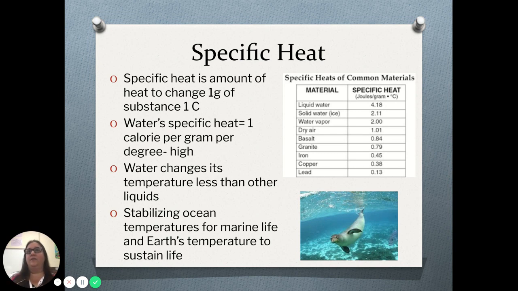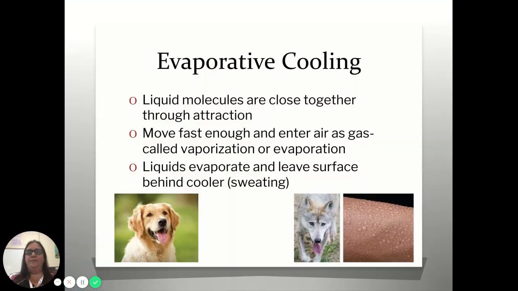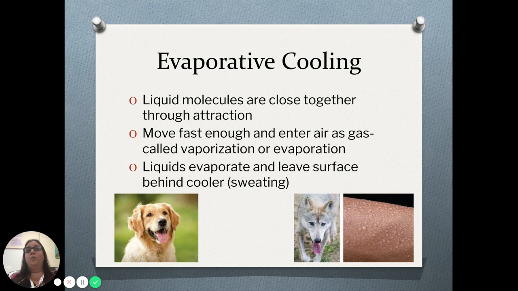We also don't want the water inside of our cells to go really hot and really cold all the time. That would not be good for us. One thing that we do want, though, is to use water to the best of our abilities to stay cool. And that's called evaporative cooling. That's part of the high specific heat of water, and it's also dealing with water's cohesion, its attraction to each other, and they're close together. So when that water gets heated and gets moving fast enough, it can turn into a gas and then evaporate or leave the surface, and it leaves us cooler.